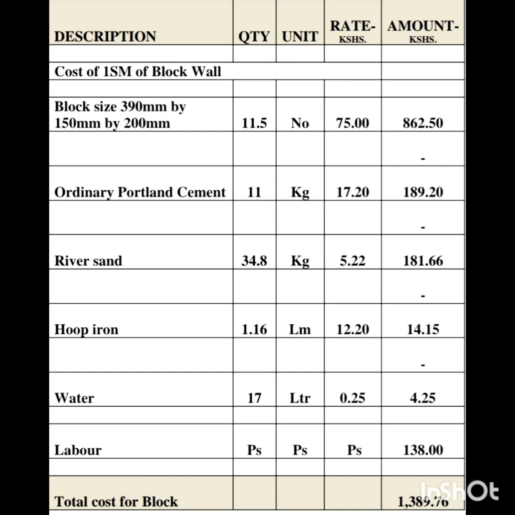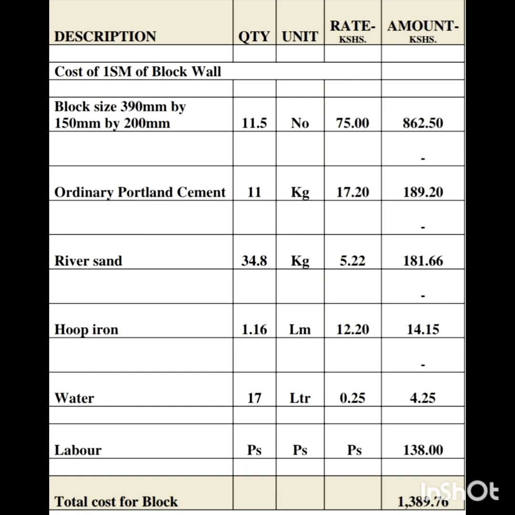Then for cement, we are having 11 kgs for the same square meter. River sand, we are having 34.8 kgs. Hoop iron, we are having 1.16 meters. That's basically after every 2 courses, then you have the hoop iron. So since we have about 4 or so courses, we ended up using just one line. And for water, you'll have 17 liters of water.